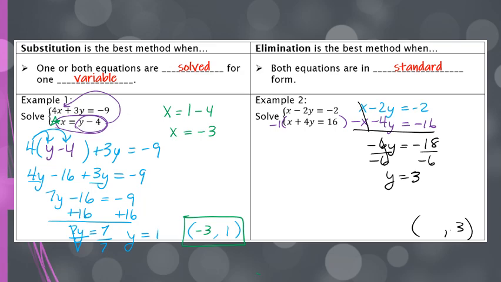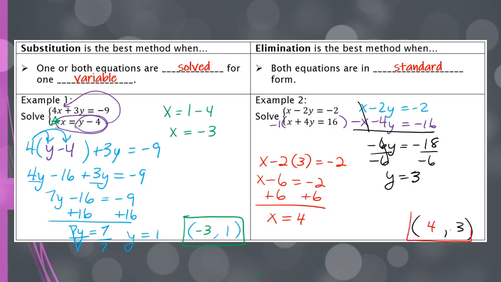So again, I can plug it back into either of my originals. I'm going to choose to plug it into the top one. That really doesn't matter. So I'm going to have x minus 2y, but I know that y is 3, and that equals negative 2. So what I really have is x minus 6 equals negative 2. And then if I add 6 to both sides, that solves for x, which I now know is 4. So the final answer here would be 4 comma 3.